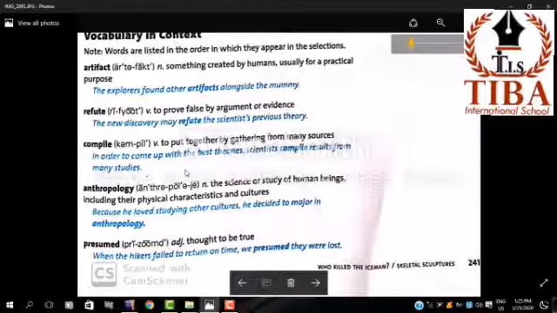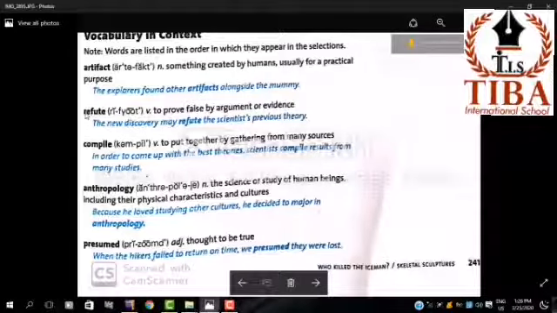Just with your pencil, we try to write or underline easy meanings for it. Artifact means something created by humans, and you can write here man-made object. Yes, it is like a synonym, tool. You can write tool. The explorers found other artifacts alongside the mummy. The explorers found other objects, tools beside the mummy.